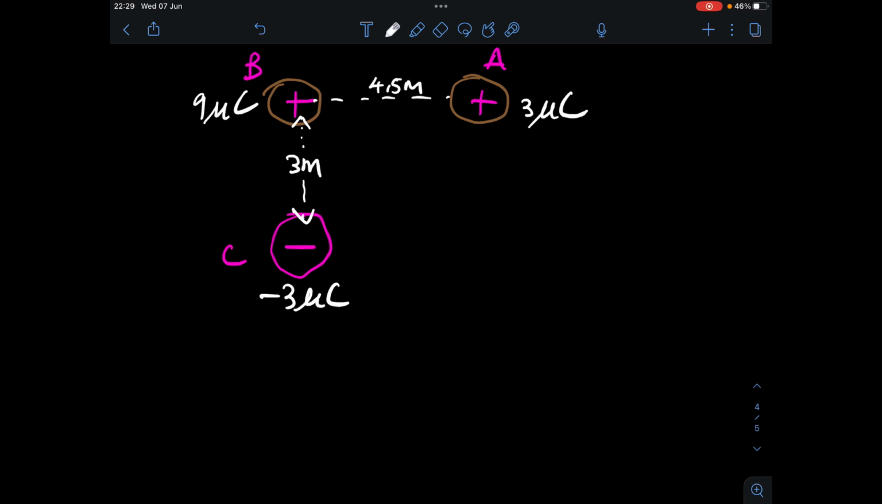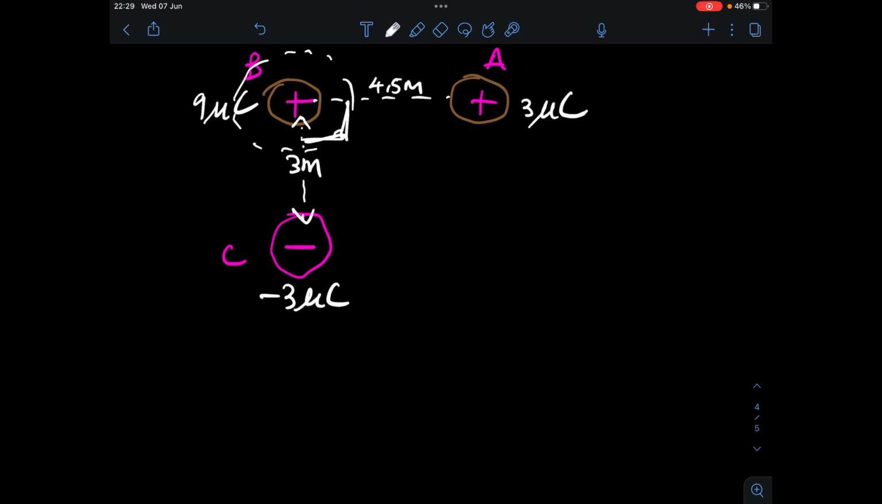Now, these charges are at right angle. If you notice, there's a right angle there, right? The question here will be, calculate the net force that is experienced by the charge that is in the corner. So what do you need to understand?